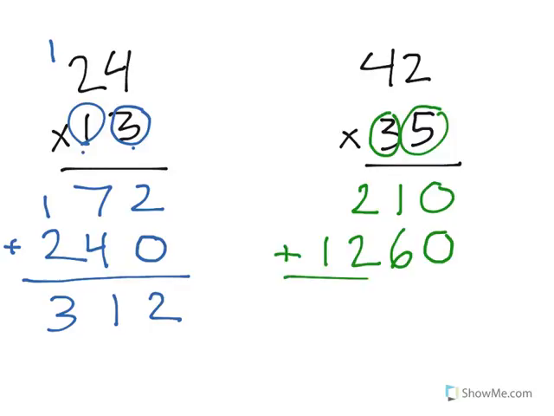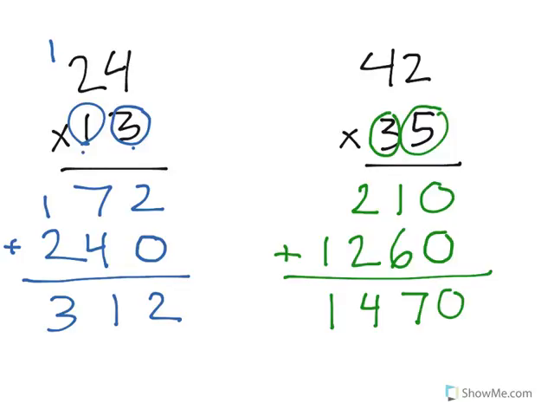I'm going to add everything. Again, I have everything in columns. It's easy to add. 0 plus 0 is 0. 1 plus 6 is 7. 2 plus 2 is 4. And nothing plus 1 is 1. So my answer is 1,470.